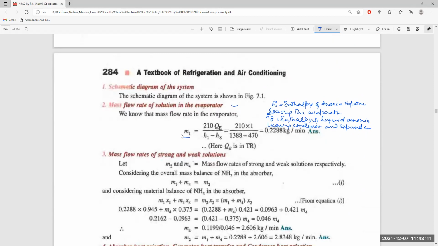So what we are getting is the mass flow rate in the evaporator. The refrigerant capacity is known, and the heat extracted per unit mass is also known. The heat extracted multiplied by mass flow is given by the refrigerant capacity. So the mass flow obtained is 0.22 kg per minute. This is the vaporized ammonia.